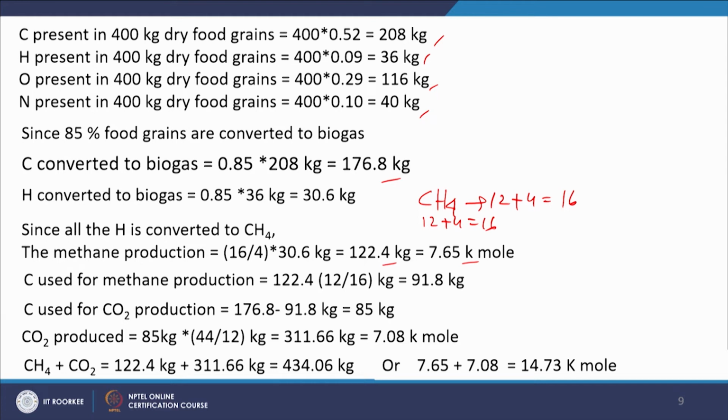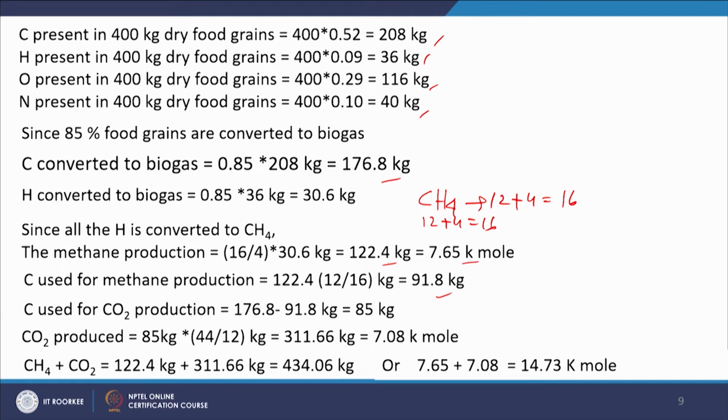And now, carbon used for methane production equal to how much then? So, we are having 122.4 kg of methane. So, what is the carbon production? 12 gram gives 16 gram. So, 12 by 16 into 122.4 kg, that is equal to 91.8 kg. So, this is the carbon used for the methane production.